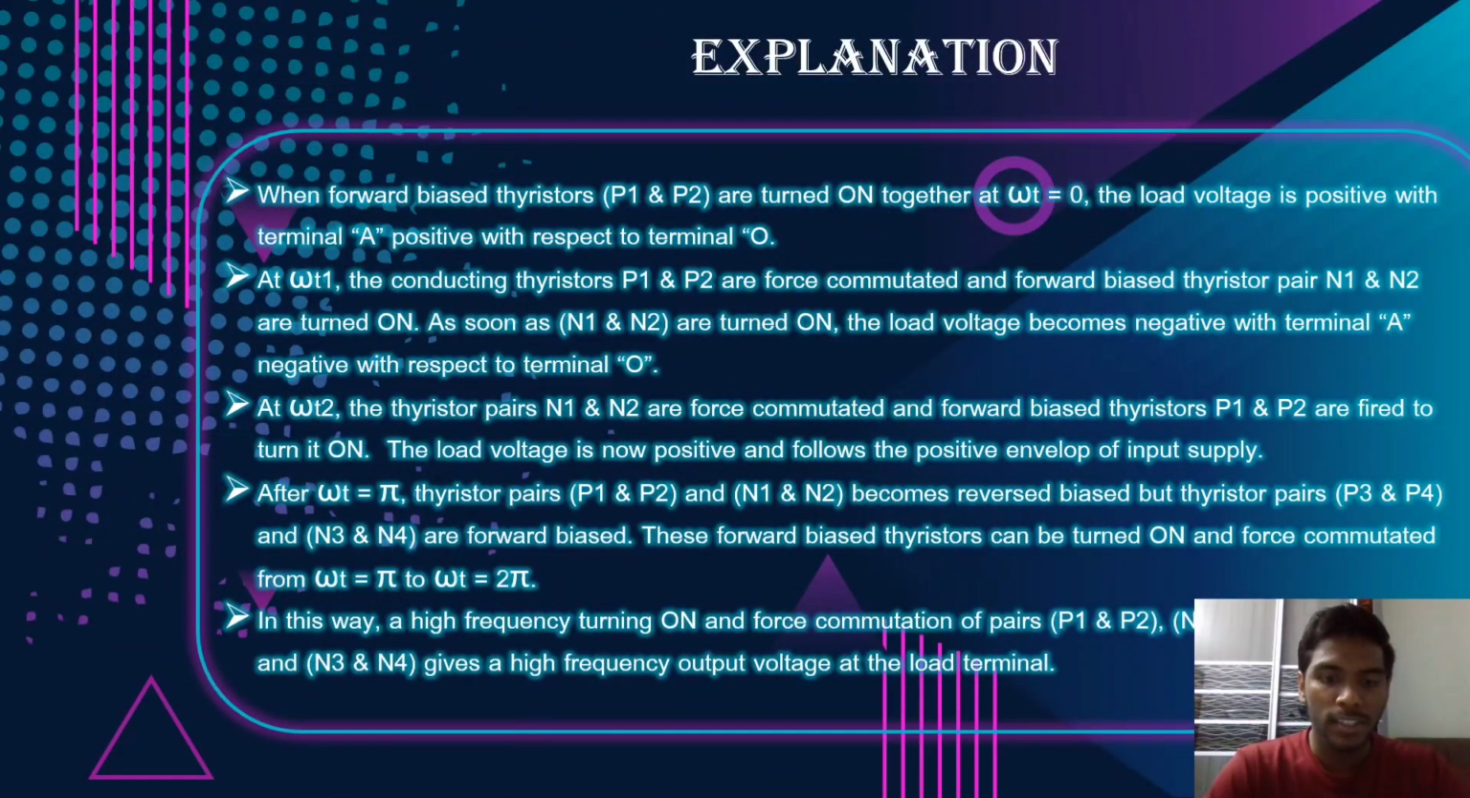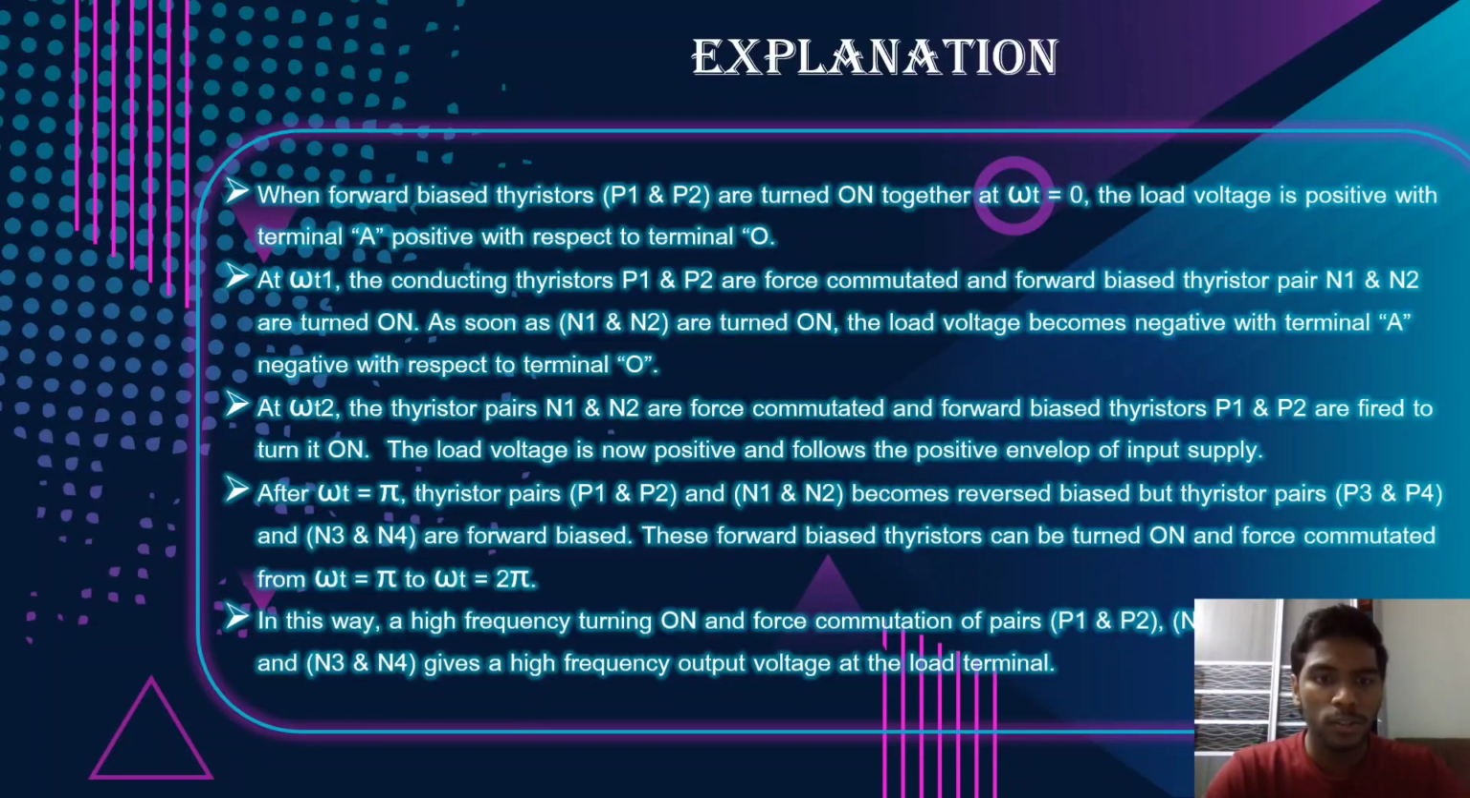Here is the explanation. When the forward biased thyristors P1 and P2 are turned on at ωt equals 0, the load voltage is positive with terminal A positive with respect to terminal O. At ωt1, the conducting thyristors P1 and P2 are commutated and the forward biased thyristors N1 and N2 are turned on. As soon as N1 and N2 are turned on, the load voltage becomes negative, with terminal A negative with respect to terminal O. At ωt2, the thyristor pair N1 and N2 are commutated and the forward biased thyristors P1 and P2 are fired to turn on. The load voltage is now positive and follows the positive envelope of the input supply.